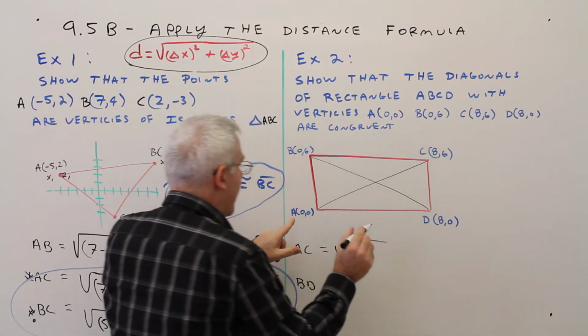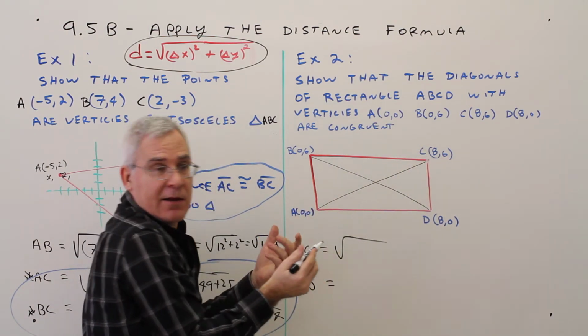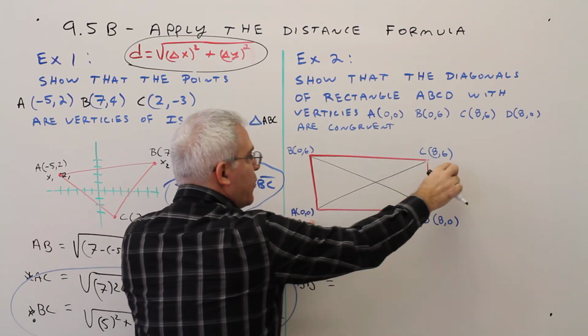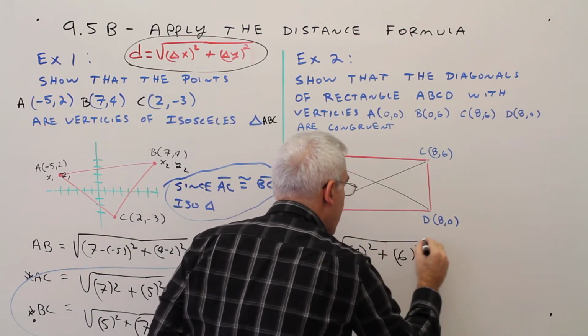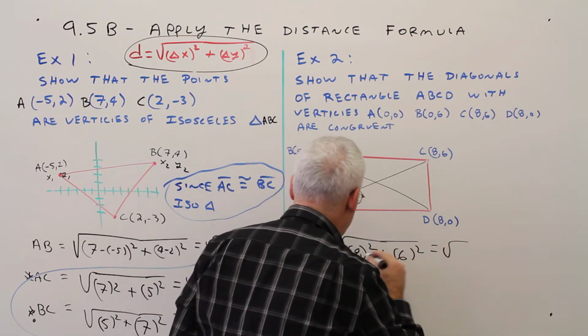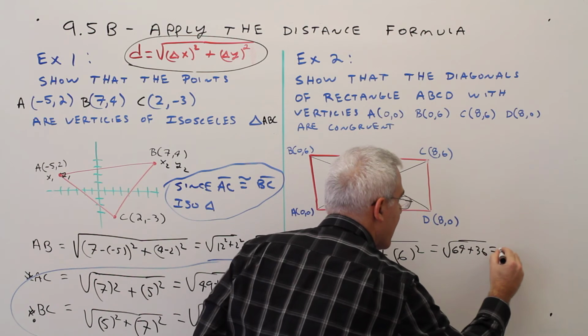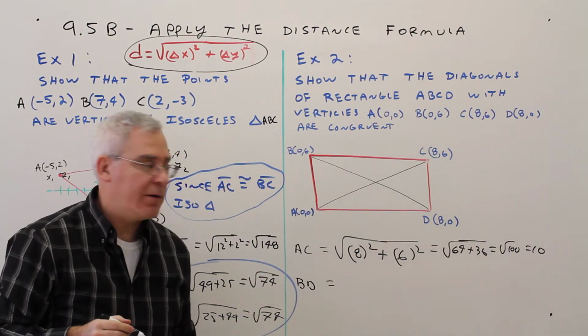So AC, here's AC. The change in x from 0 to 8 is 8, so 8 squared. The change in y from 0 to 6, that's 6 squared. So that's going to be the square root of 64 plus 36. That's the square root of 100. I'll just figure that out as 10.